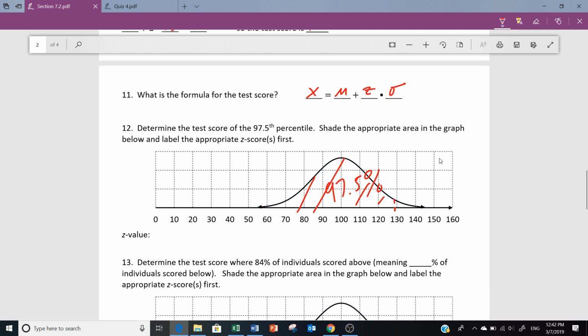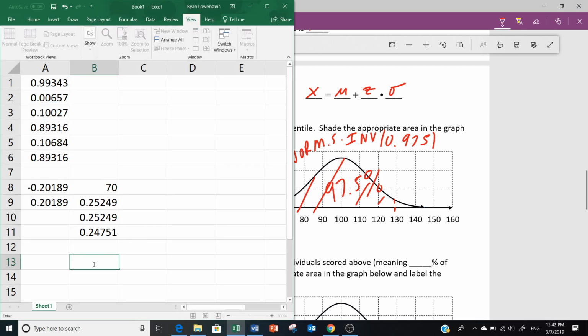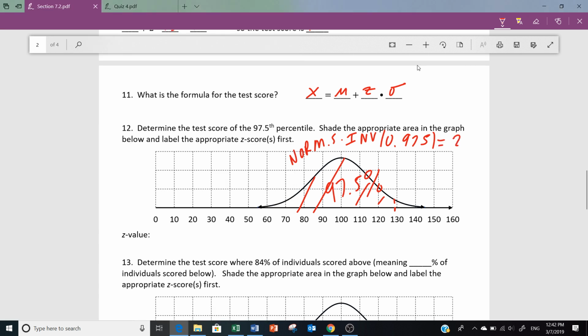So let's go ahead and do NORM.S.INV of 0.975. So I'm going to do that. Equals NORM.S.INV of 0.975. It's going to give me, okay, it doesn't quite give me 2. It gives me 1.96. But let's just round to 2 to make things easier for today. It's approximately 2. So that means my z-value is 2.